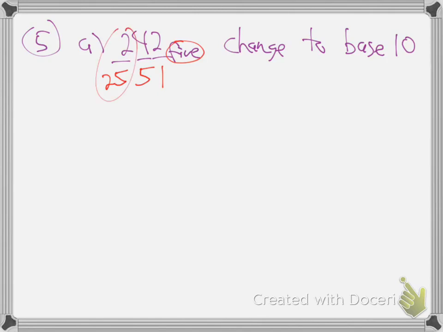All right, so 2 25s, 50, 4 5s, 20, 2 1s, 2, 72. Making sense? Just converted that to a normal number, making sure we understand those place values. That's not too bad so far.